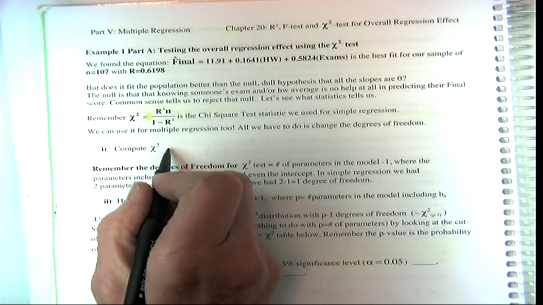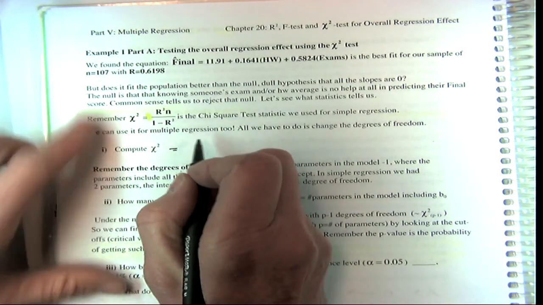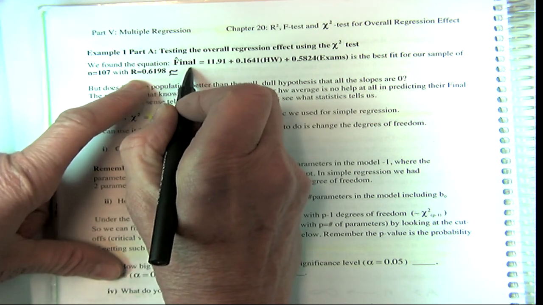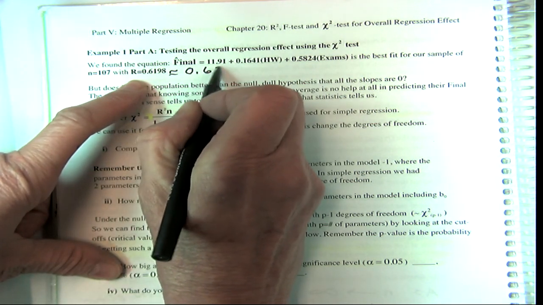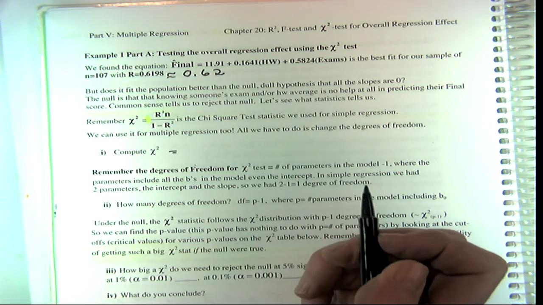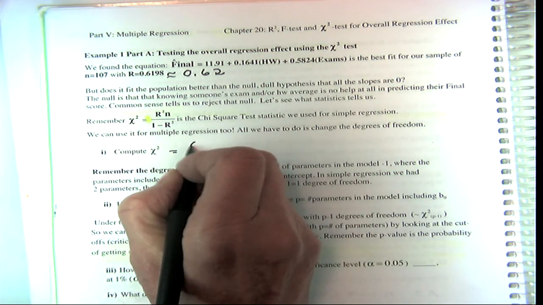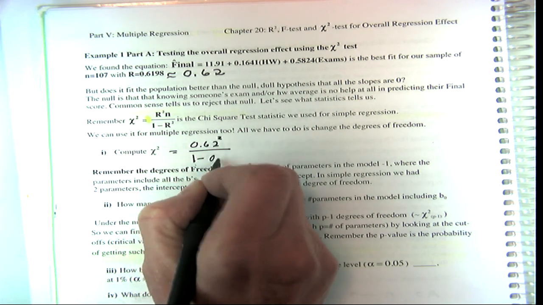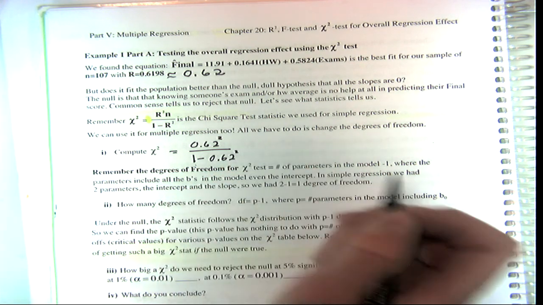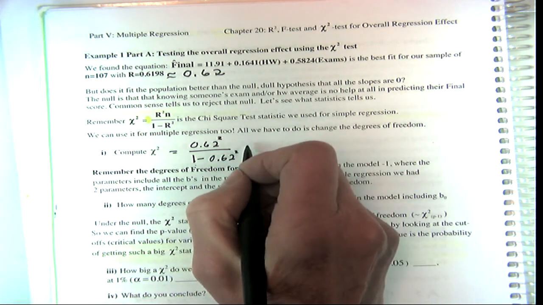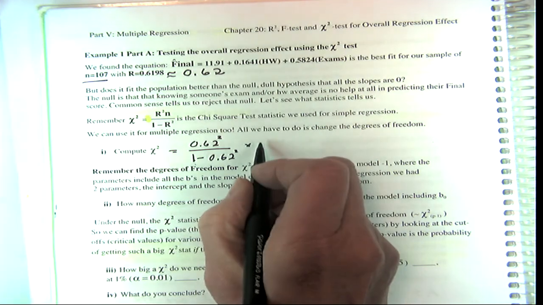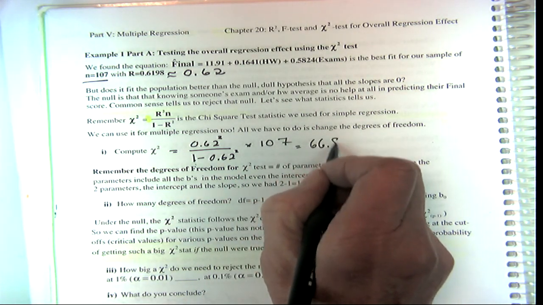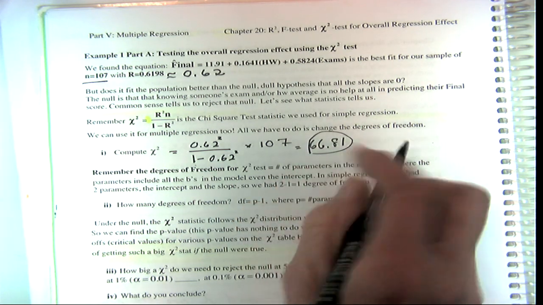So let's just do the same thing we did before. Why don't we round this so it's easier? So we're going to say this is approximately equal to 0.62. So we'll just say 0.62 squared divided by 1 minus 0.62 squared, and then we multiply it by what? Our sample size. And we get 66.81. So that's our chi-square stat.